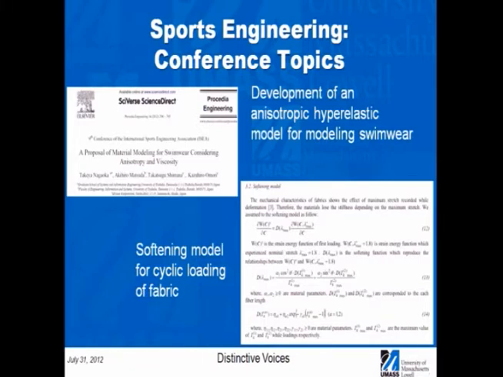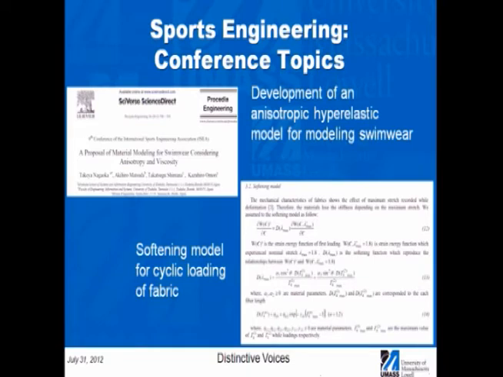And a lot of the work is trying to develop this. So this paper was on developing an anisotropic hyperelastic model for modeling the swimwear. They also included, and I just threw this image out here, a softening model for dealing with the cyclic loading of the fabric. So with this, there's more and more modeling going into how these fabrics work. And fabrics are not a simple thing to model. Later on in the presentation, I'll talk about some work that we're doing where we're modeling a baseball. When you've got a baseball constructed of wool and rubbers and cork and all these materials, developing computer models or numerical models for those is not trivial.